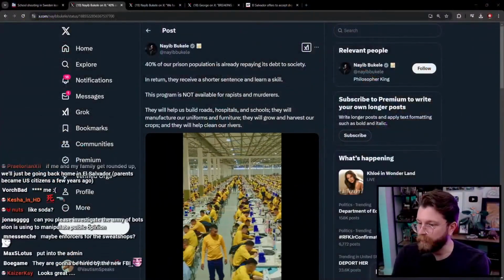Oh, by the way, if I'm remembering correctly, and I remember this very specifically, Elon Musk quote tweeted this and said this is the way.